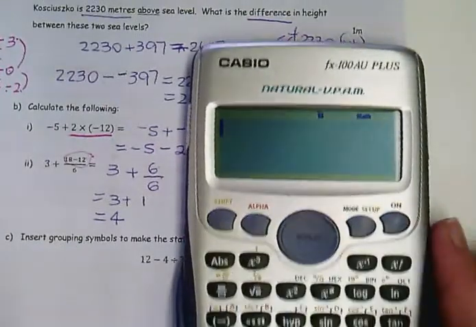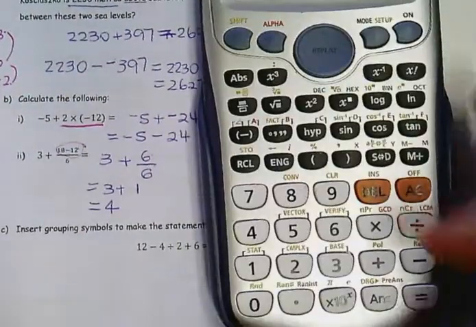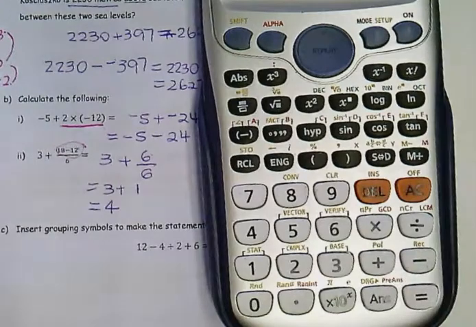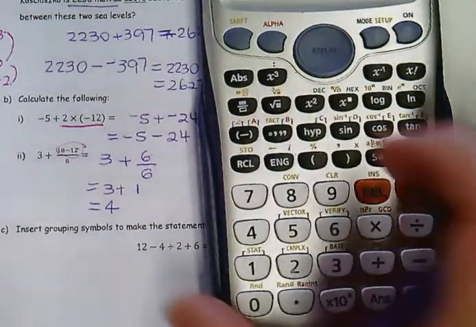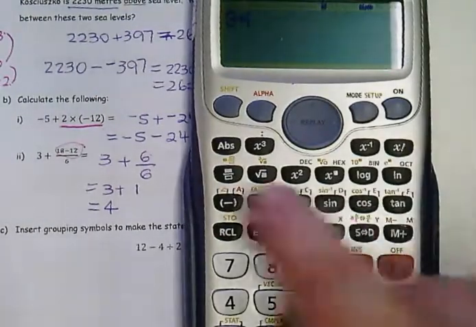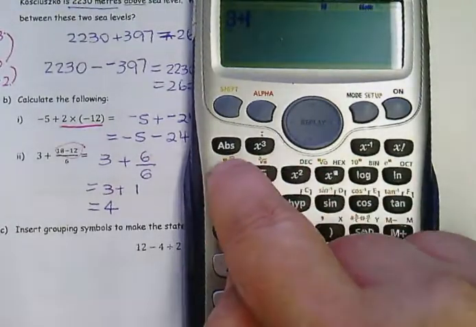Let's see how we do that on our calculator. So let's get the calculator, and we do 3 plus. Now I need to enter a fraction. So on my calculator, I have this button here, the fraction button.